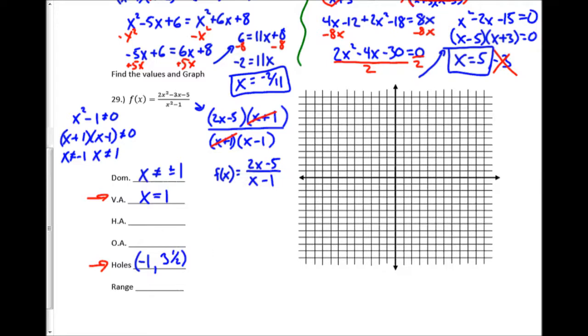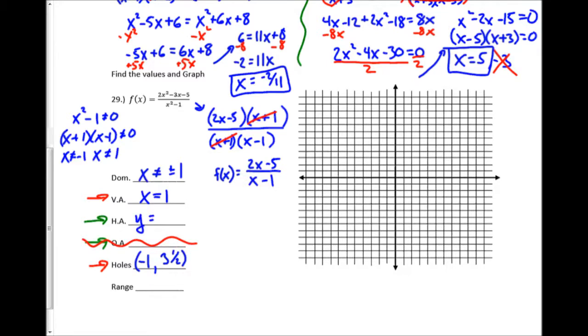So now for this one, horizontal and oblique asymptotes, these two are also tied together, and it's going to be one or the other. I have to compare the degrees. Up here, the degree is a 2. Down here, the degree is also a 2. Remember, we're looking at the highest exponent. When the degrees are the same, it means that what I have is a horizontal asymptote.